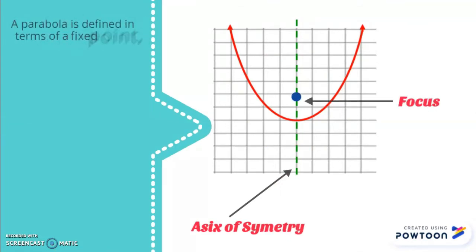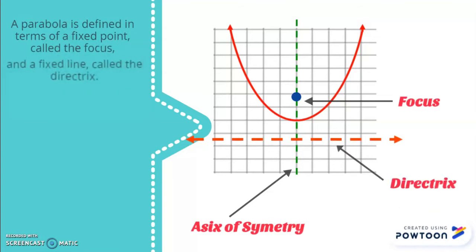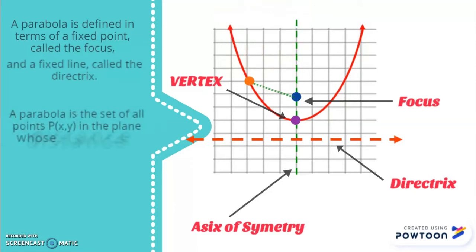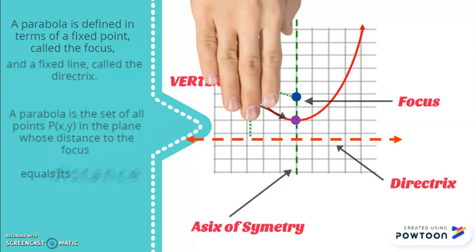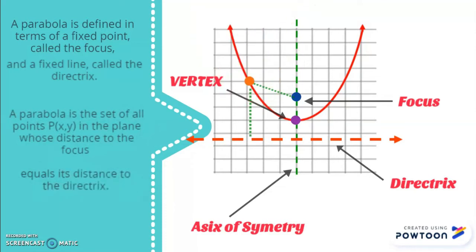A parabola is defined in terms of a fixed point, the focus, and a fixed line called the directrix. A parabola is the set of all points in the plane whose distance to the focus is equal to its distance to the directrix.